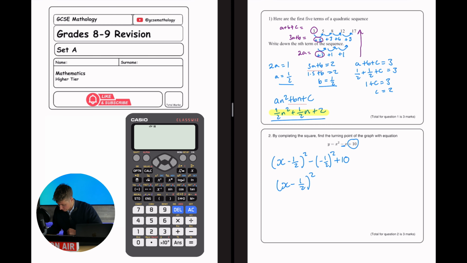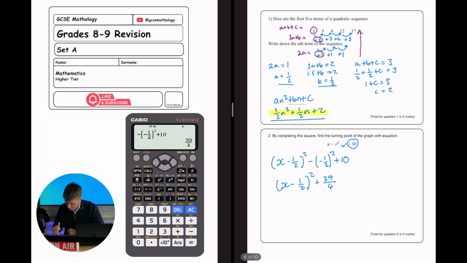So I'm going to do this on the calculator. We're going to get negative a half squared plus 10. So this is equal to 39 over 4. So plus 39 over 4.